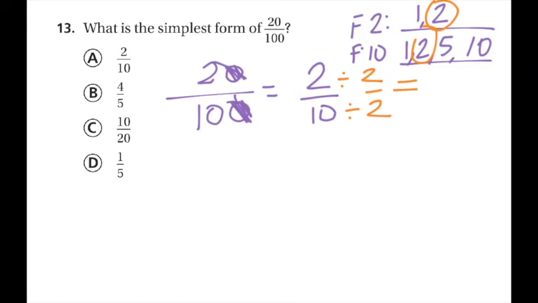2 divided by 2 would equal 1. 10 divided by 2 would equal 5. Let's look for 1/5. And looky, it's right there. Answer choice D. Okay, boys and girls, make sure you show your work. I don't want just the answer. I'll give you a moment to get that down.